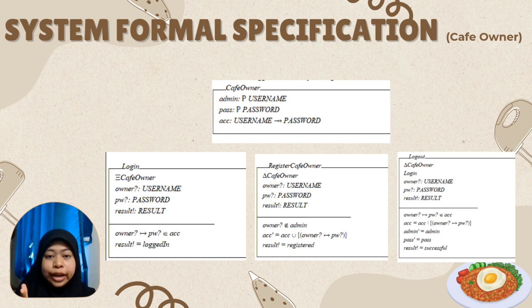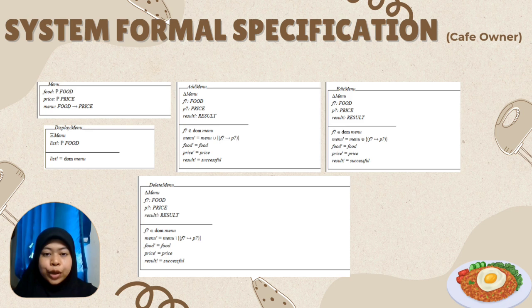Finally, we have order schema, which handles the full ordering process. There are 3 operation schemas. The first one is to submit order, where the items in the cart are transferred to order list. The second one is to delete order, where customers are allowed to cancel their order only if the order status is still pending. And the last one is view order, which returns all orders placed by customer.